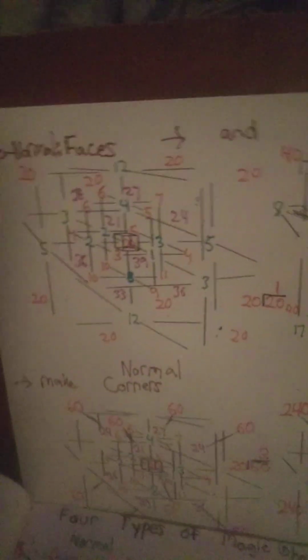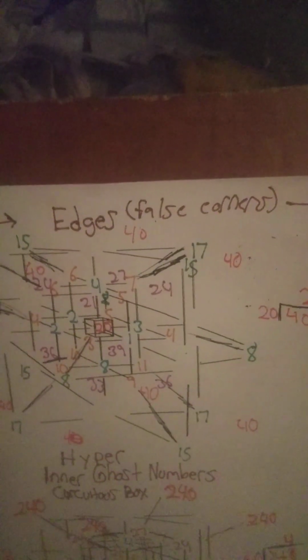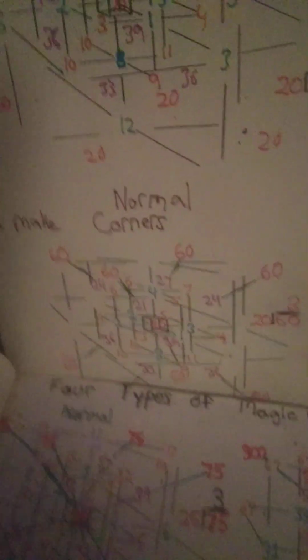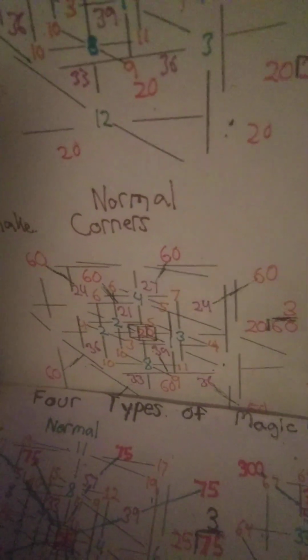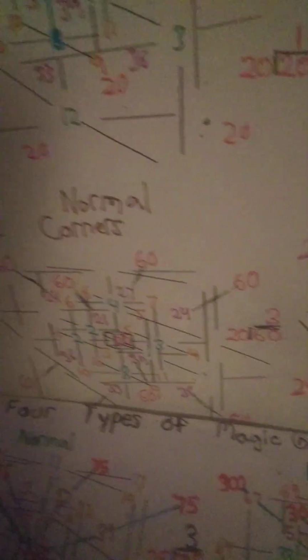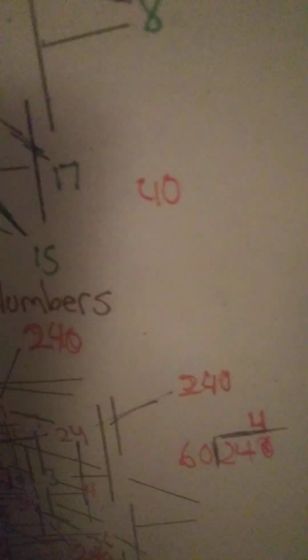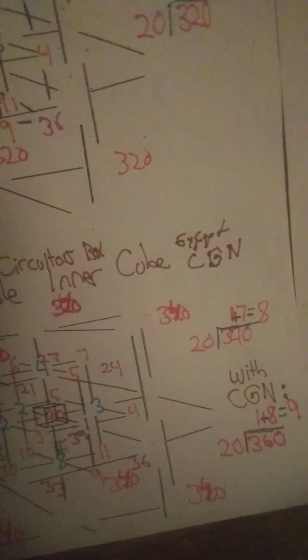I have some friends over, but these are protonormal faces, protonormal edges, false corners. And this is the normal corners. This is what starts out the spectrum, going from 20 divisors at 60, or dividend divisor, to 20, and then 60, and 20, and 20 again, and 20 again, and 60.